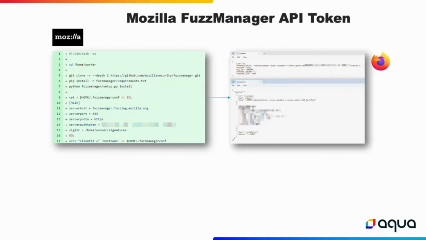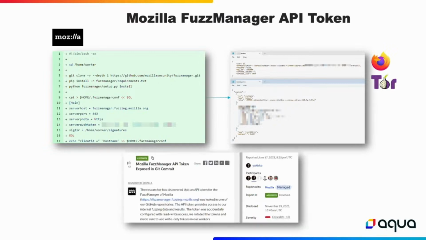This token was valid, and in our POC, we were able to access a lot of fuzzing results of the Firefox projects. Each one of these results represents a potential security vulnerability against the Firefox browser. Since the Tor browser is based on the Firefox browser, each result could potentially apply to the Tor browser as well. Of course, we reported this finding to the Mozilla organization, which quickly rotated this token and secured this critical exposure.